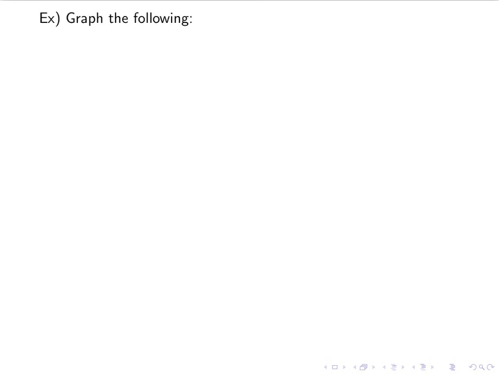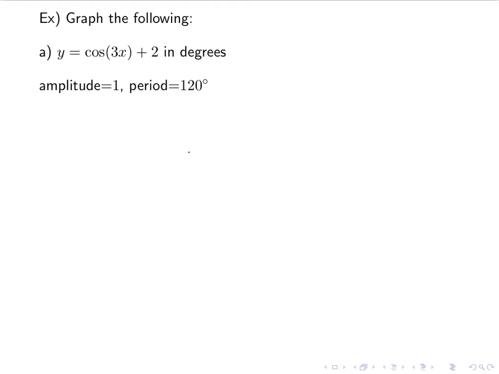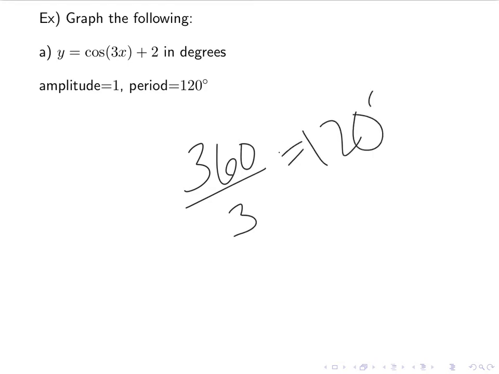So let's try the following. We're going to start off the exact same way that we did in the previous video. So I have y equals cosine of 3x plus 2. We're going to graph it in degrees. So just like before, we're going to start with the amplitude and the period. So the amplitude is 1 because a is 1. The period is 360 degrees divided by our b, which is 3. So that's where we're getting the 120 degrees.